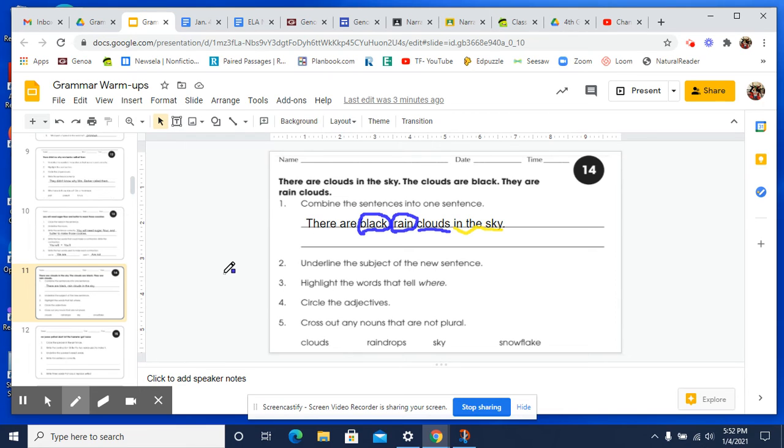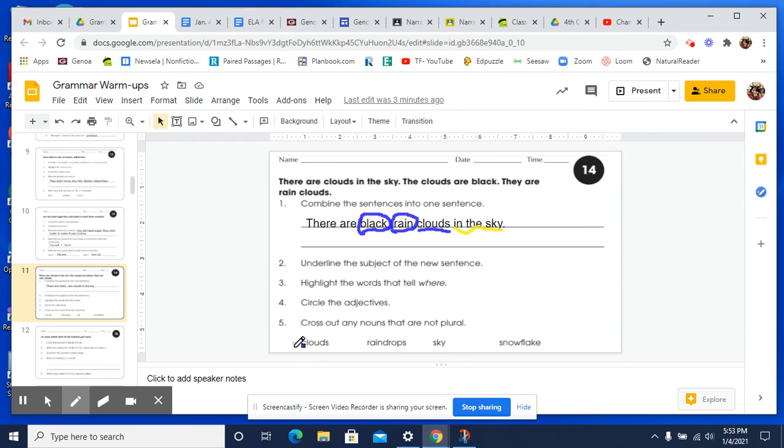Number 5, cross out any nouns that are not plural. Plural means more than one. So, cloud would be one cloud. How do you make that plural? Clouds. You add an S. So most of the time you would add an S or an ES, or sometimes you have to change the Y to I and add ES. Sometimes it changes the whole word where it's like child is one and children are plural. So sometimes you actually change the whole word, but most of the time you would add an S or ES.